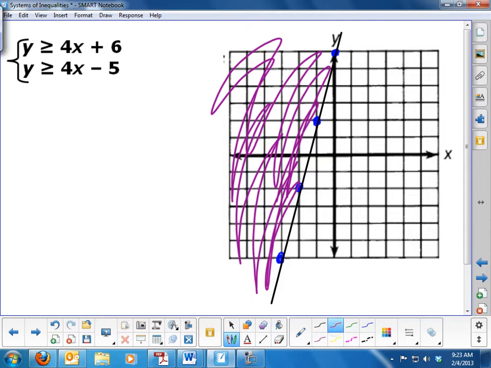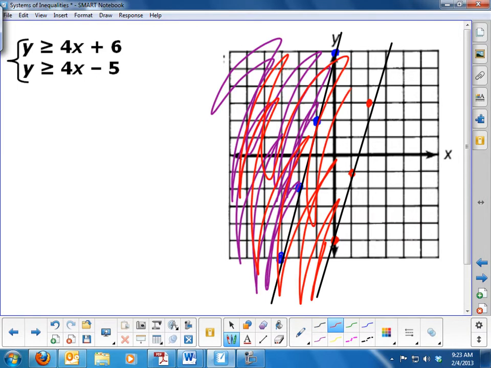Then I'm going to graph y is greater than or equal to 4x minus 5. So I start down here at negative 5, my y-intercept. I'm going to go up 4, right 1, up 4, right 1, and that also is going to be a solid line because of the greater than or equal to. I'm going to shade. Where are we going to shade here, guys? We're going to shade above that line since it's greater than.